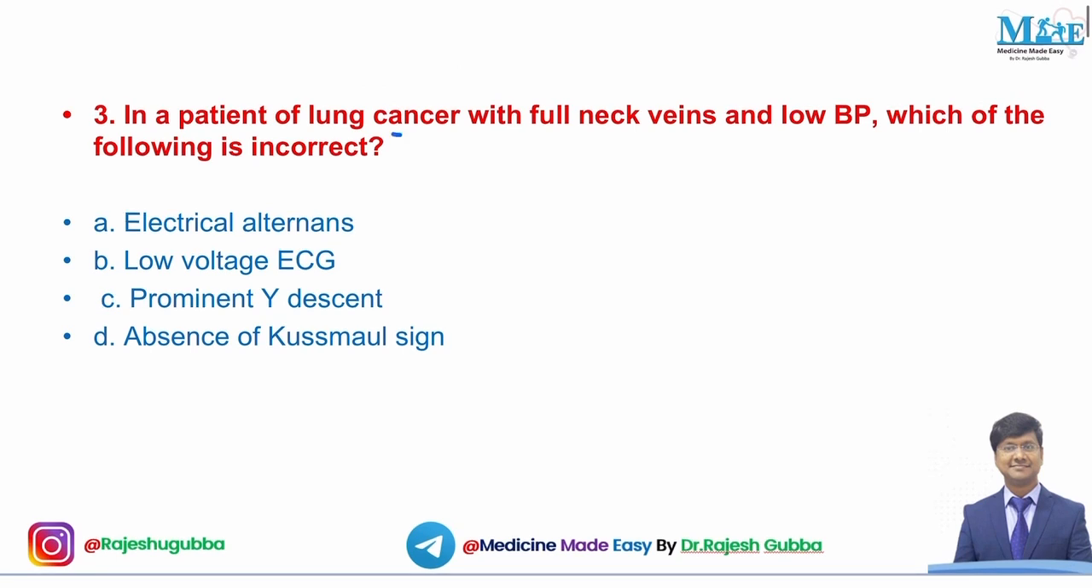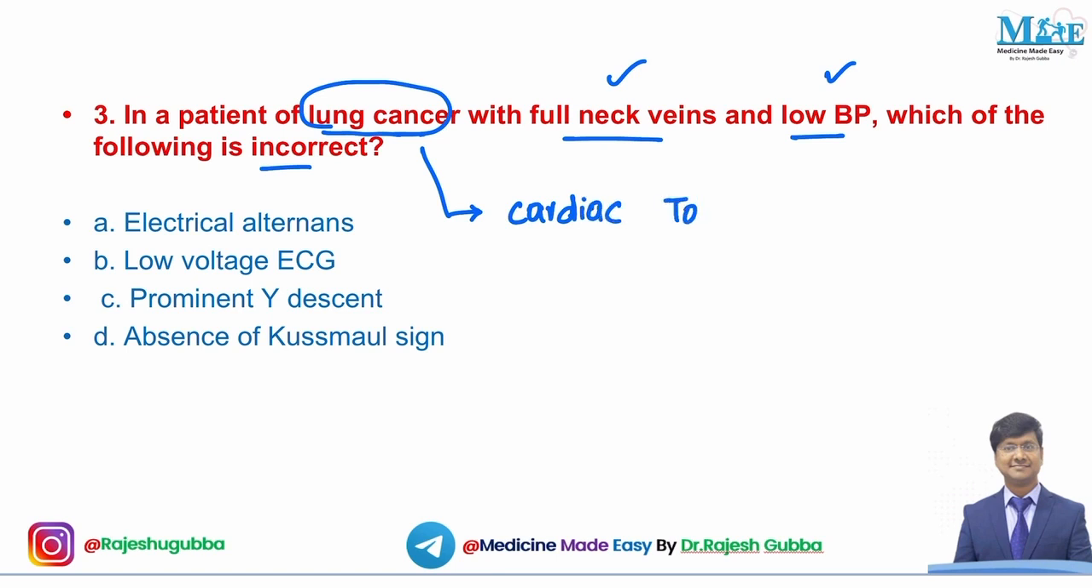In patients of lung cancer with full neck veins and low blood pressure, which of the following is incorrect? The electrical alternans, low voltage ECG, prominent Y wave, absence of Kussmaul sign. Okay. So in a case of lung cancer, why should there be full neck veins and low blood pressure? These patients with bronchogenic carcinoma are associated with the development of one important complication, that is cardiac tamponade.